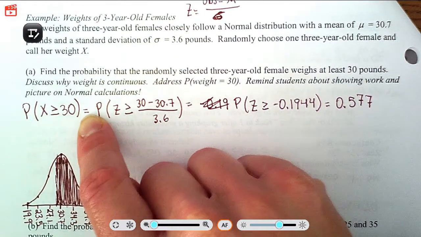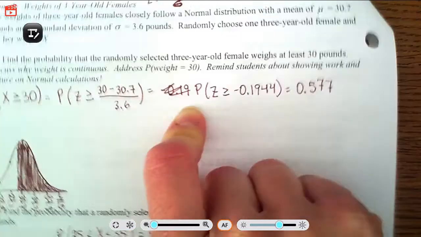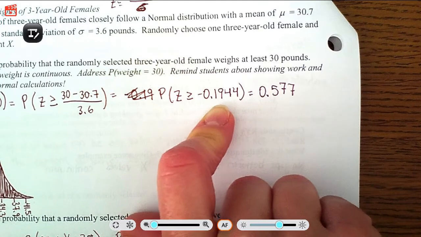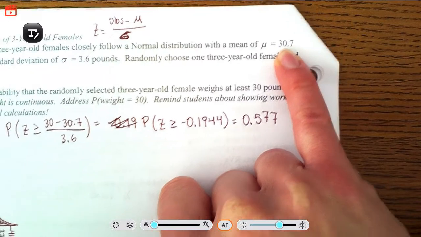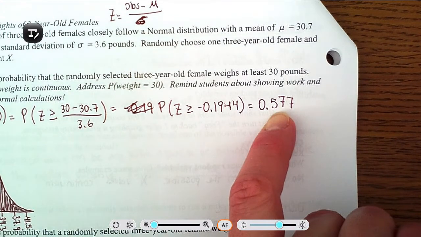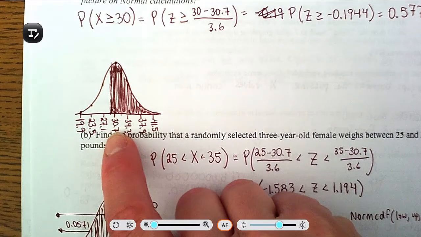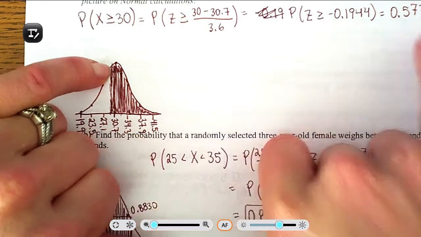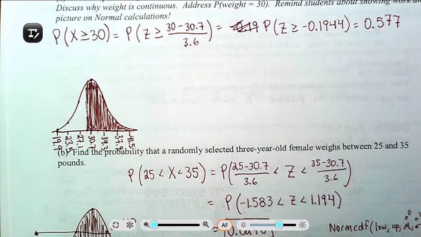Probability x is greater than or equal to 30 equals the probability that z is greater than or equal to 30's z-score, which is a probability that z is greater than negative 0.19, just below this right here. Just a little bit of a standard deviation below here. And that's 0.577 that you would be above that value. So 30.7 is the mean, 30 is the value in question, and we're saying that that's about 58% of the area of the normal curve, which seems reasonable.